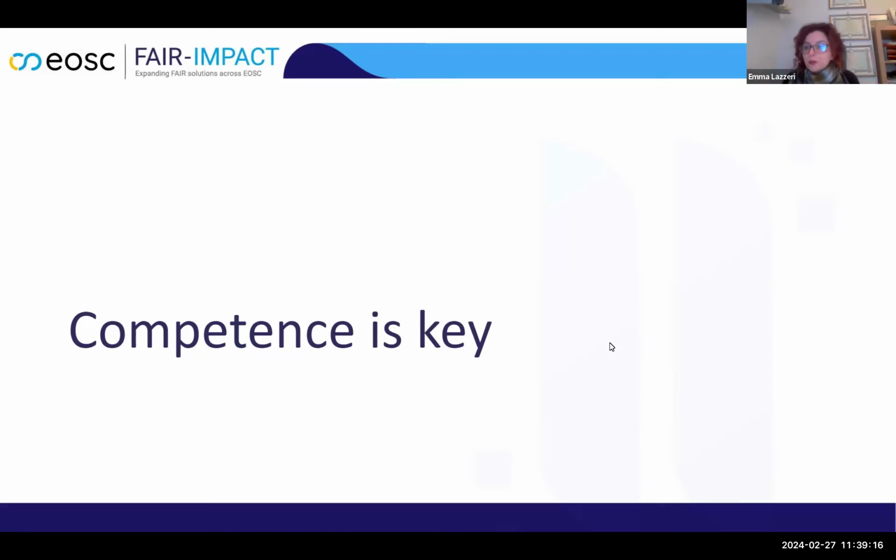So there is no formal deadline, but every time that we come up with a new result, we try to disseminate this and to ask for uptake. So this will go on until the end of the project, as well as the onboarding of new competence centers. So no formal deadline, but it's a continuous mechanism.